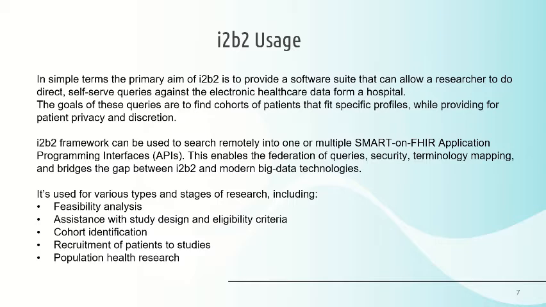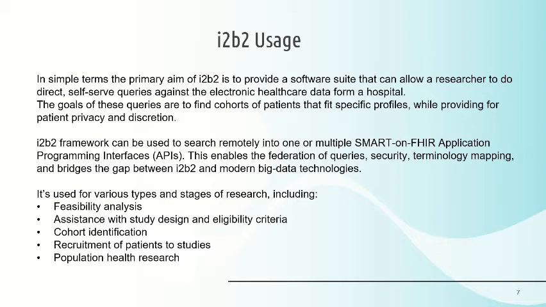The I2b2 framework can be used to search remotely into one or multiple SMART on FHIR application interfaces or APIs. This enables the federation of queries, security, terminology mapping, and bridges the gap between I2b2 and modern big data technologies. As we know, FHIR is a big framework which has been used elaborately for interoperability of medical information in healthcare. Thus, setting up I2b2 along with FHIR will be of huge use for doing research activities.